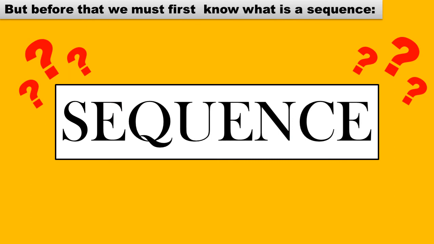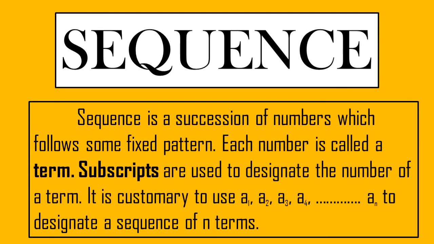But before that, we must first know what is a sequence. A sequence is a succession of numbers which follows some fixed pattern. Each number is called a term. Subscripts are used to designate the number of a term. It is customary to use a sub 1, a sub 2, a sub 3, a sub 4 until a sub n to designate a sequence of n terms.